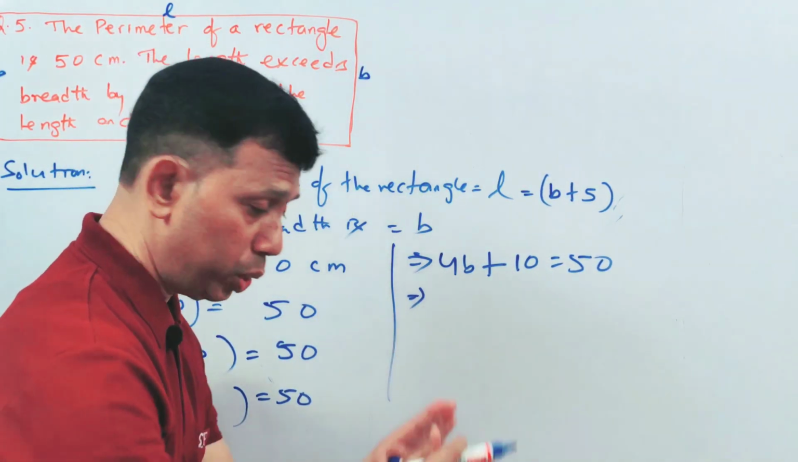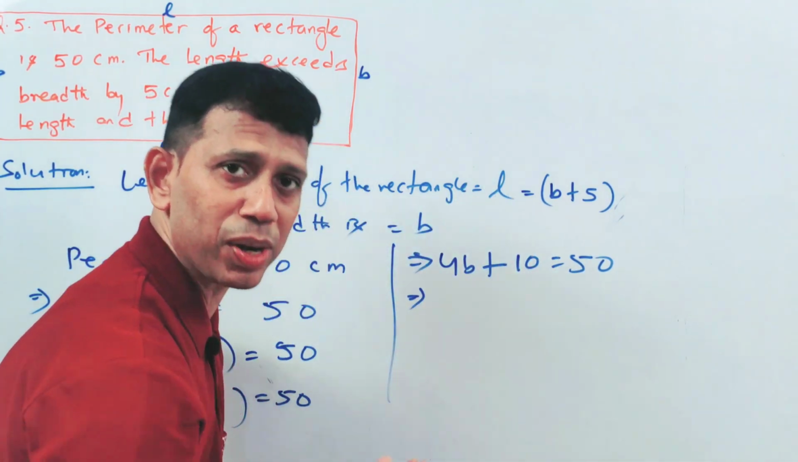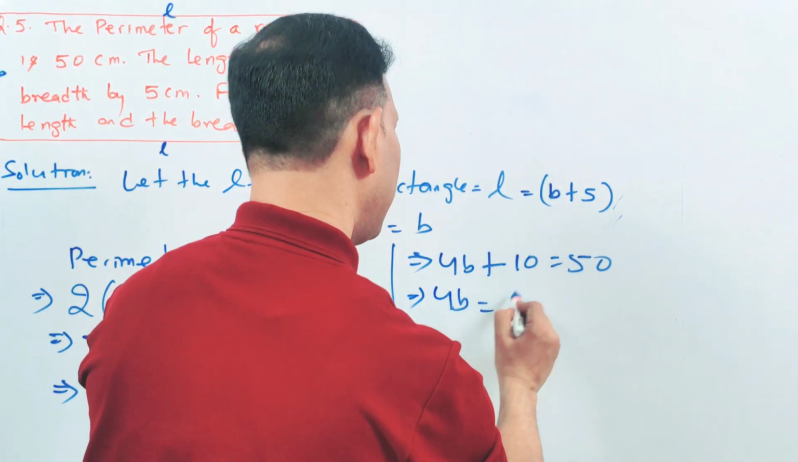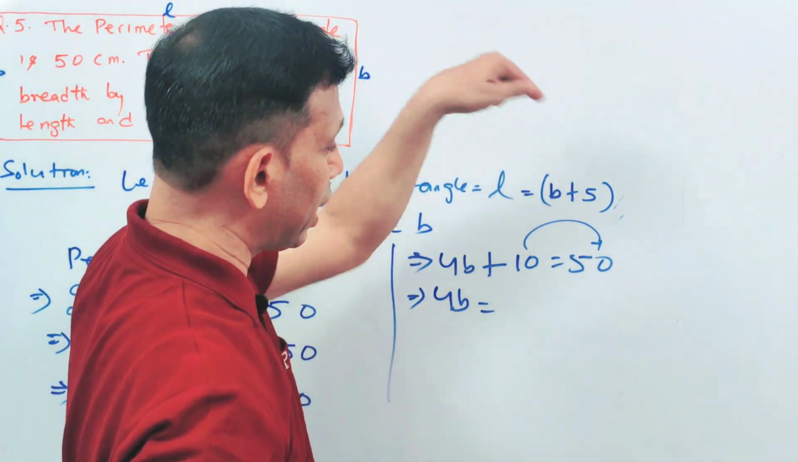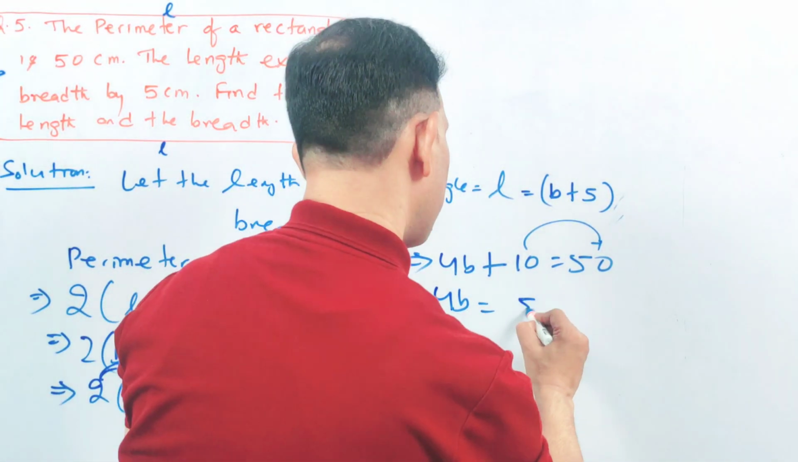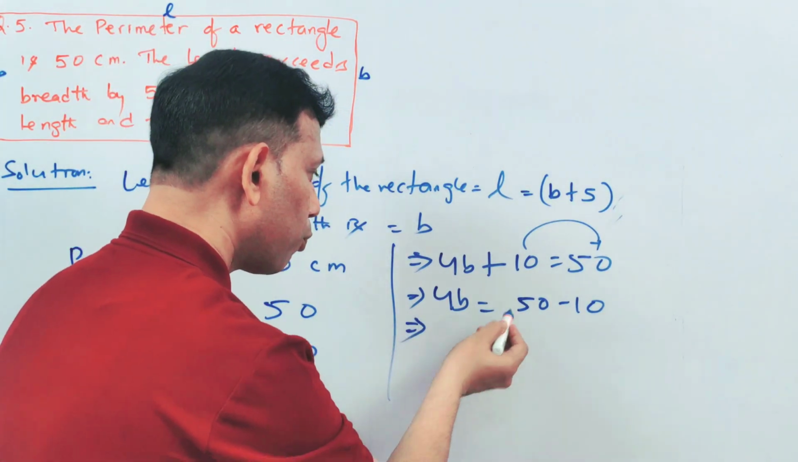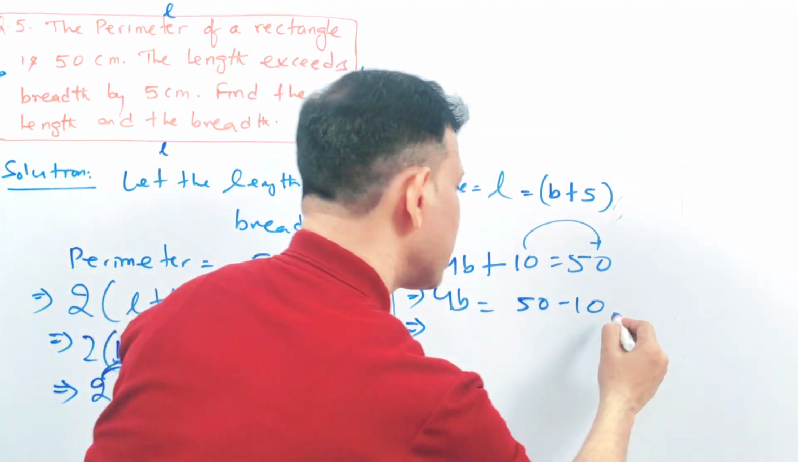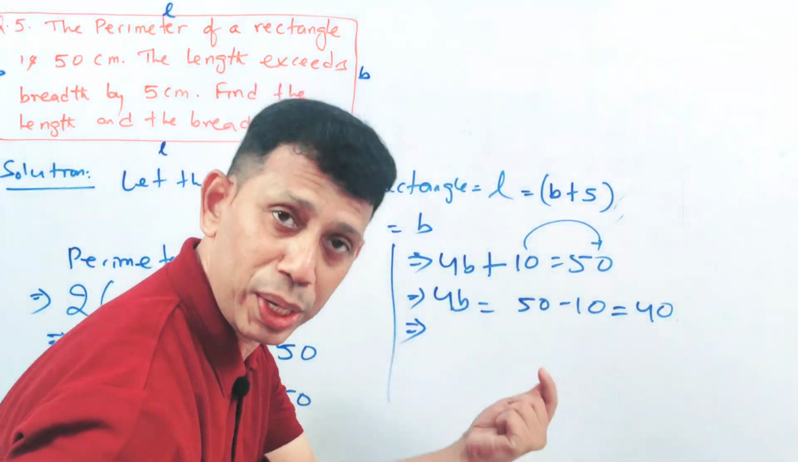Now what you will do? You keep the variable part in LHS and take the constant part to the RHS. So 4B is equal to, 10 is added here, if it will be taken to that side, it will be subtracted. So 50 minus 10 implies that here again 4B is there. 50 minus 10 is, I will write here 40. Very simple.